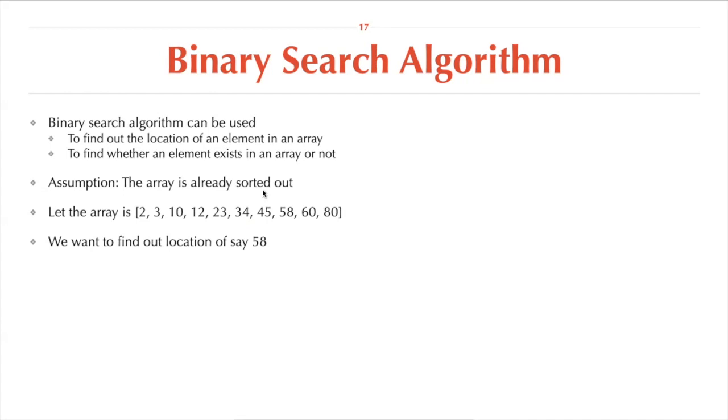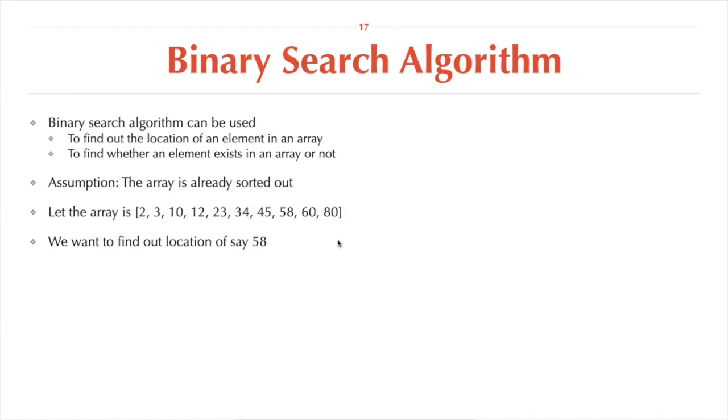So in binary search, we have to take the array in sorted order. If the array is already sorted, then we will search for our element on the basis of dividing the sorted array. How will we do that? I will just show you. Let the array be of 10 elements: 2, 3, 10, 12, 23, 34, 45, 58, 60, and 80. There are 10 elements in our array, which is in sorted order.